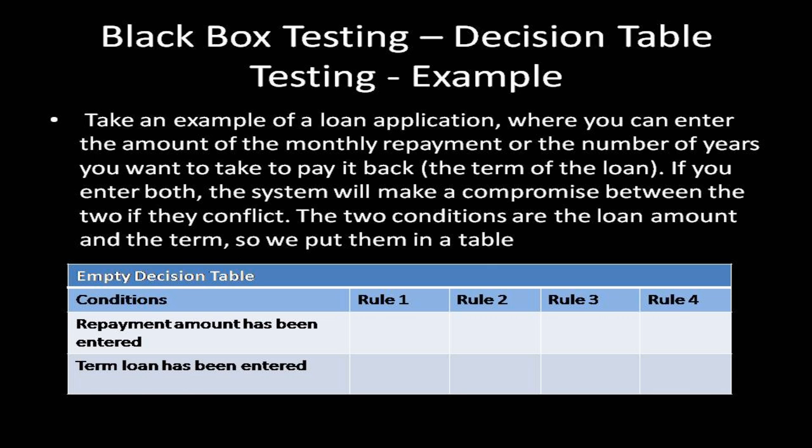Take an example of a loan application, where you can enter the amount of the monthly repayment, or the number of years you want to take to pay it back, the term of the loan. If you enter both, the system will make a compromise between the two, if they conflict. The two conditions are the loan amount and the term, so we put them in a table. There will be two conditions for this case. 1. Repayment amount has been entered. 2. Term of loan has been entered.